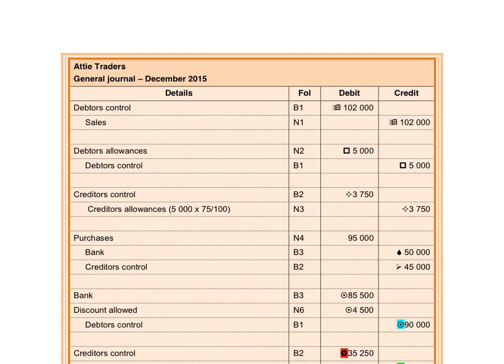We sell goods on credit to debtors. The debtors is an asset. Assets increase on the debit side because they owe us more money. Sales is credited to increase the income on the credit side. No entry is recorded for cost of sales or inventory because the periodic inventory system is used.